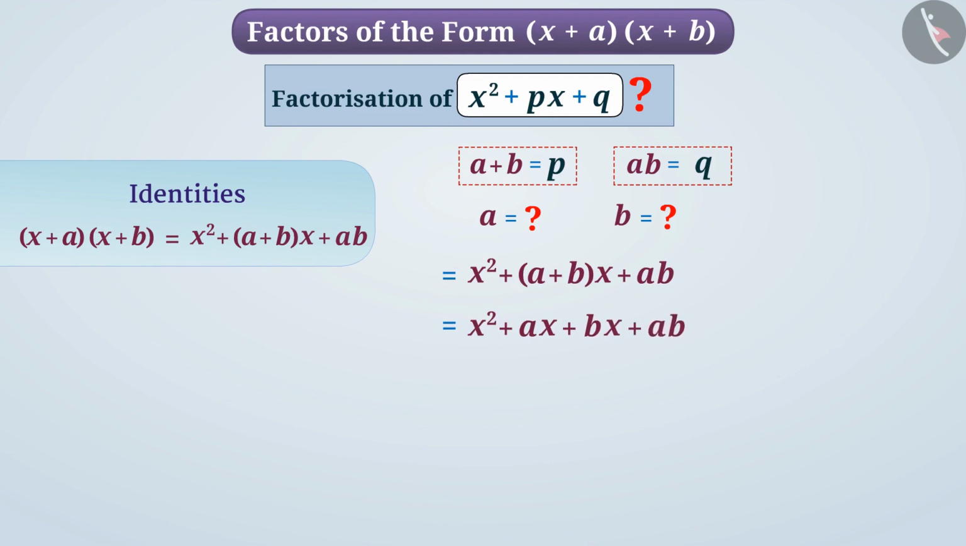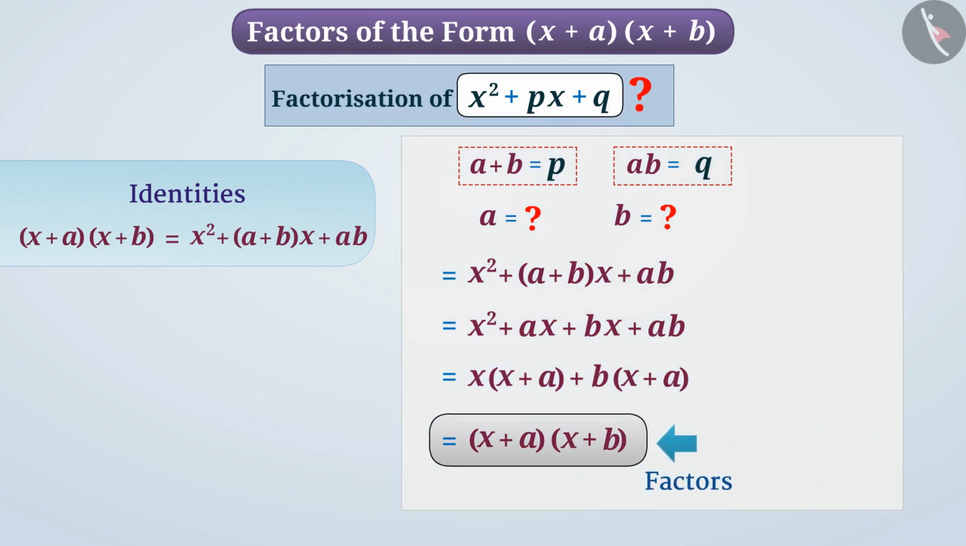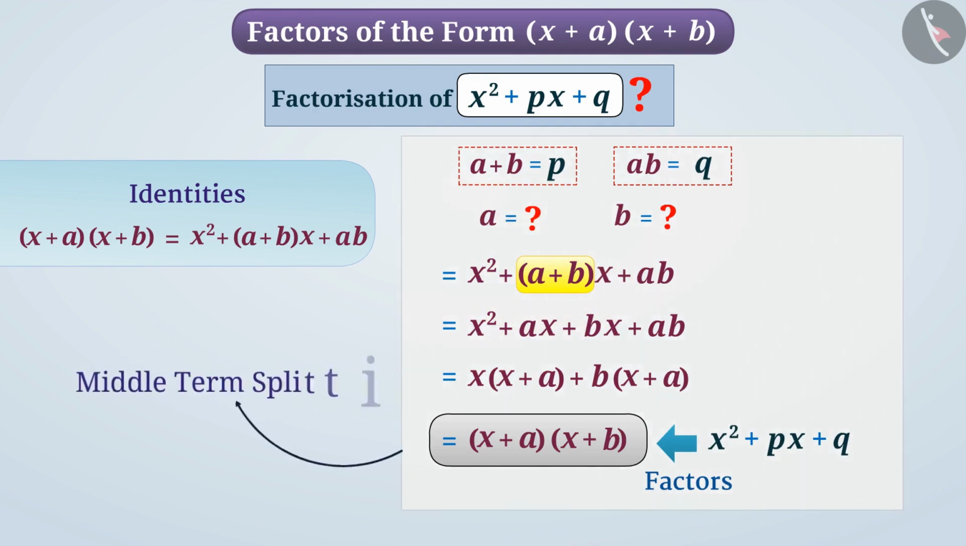With further factorization like this, we will get x(x + a) + b(x + a), which is equal to (x + a)(x + b). These are the factors of x² + px + q. In this process, we have split the middle term. Thus, we also know this process by the name middle term splitting.